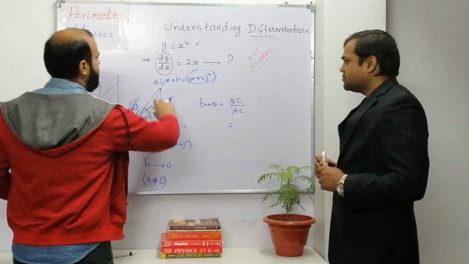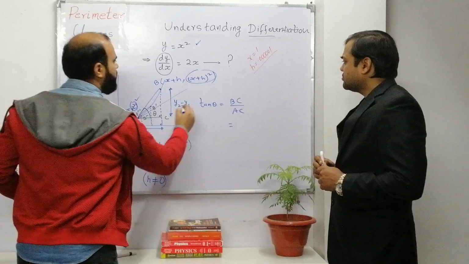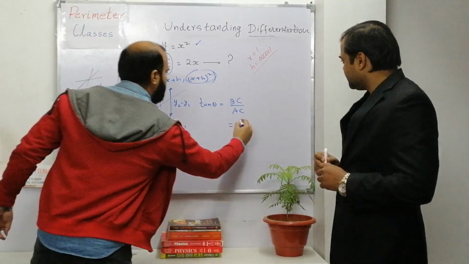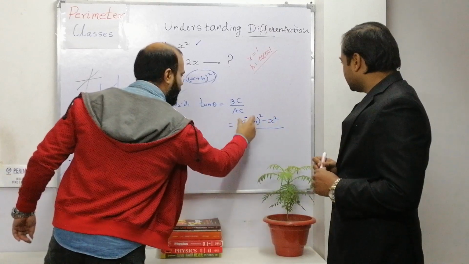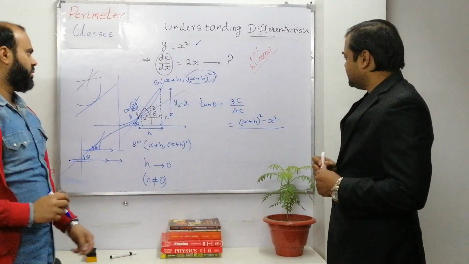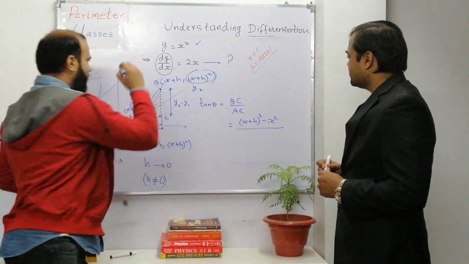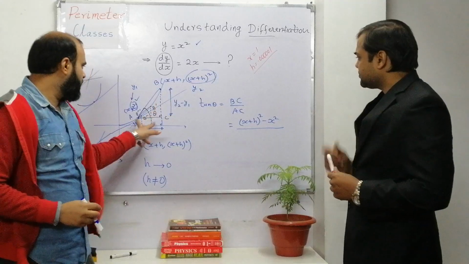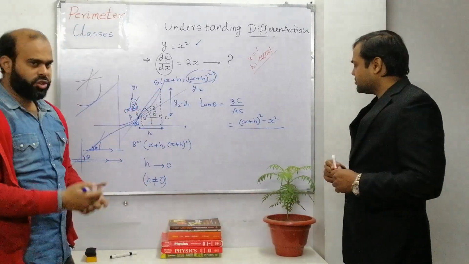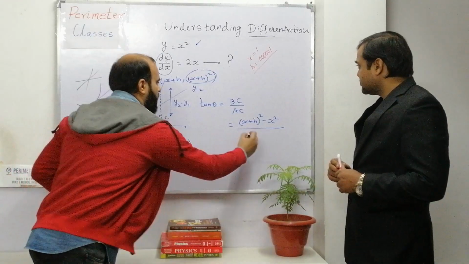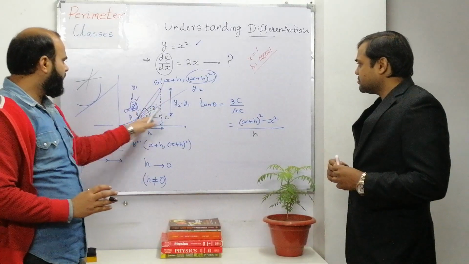So what is BC basically? The difference between these two ordinates, which you can also say y2 minus y1. So you can say (x plus h) whole square minus x square. This is y2, this is y1. Now what is AC? You can see here AC is h, because this is x plus h. So this is simply h. So this is tan theta. Under normal situation we write it like this.